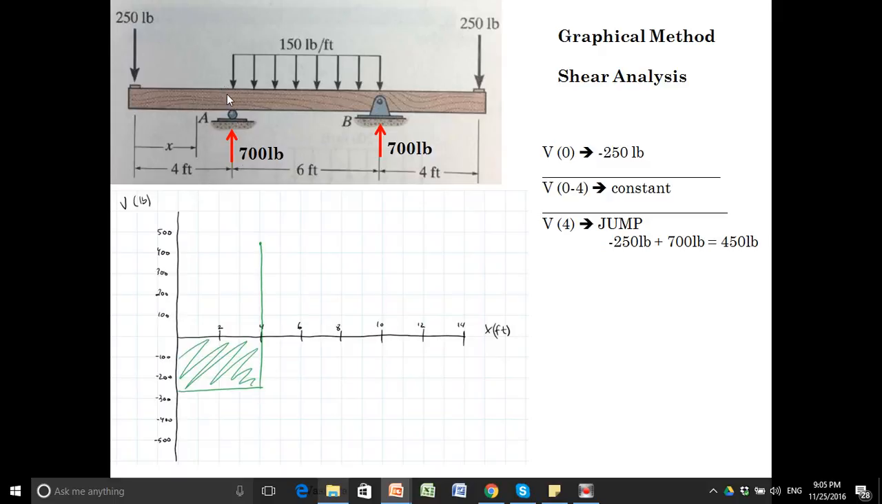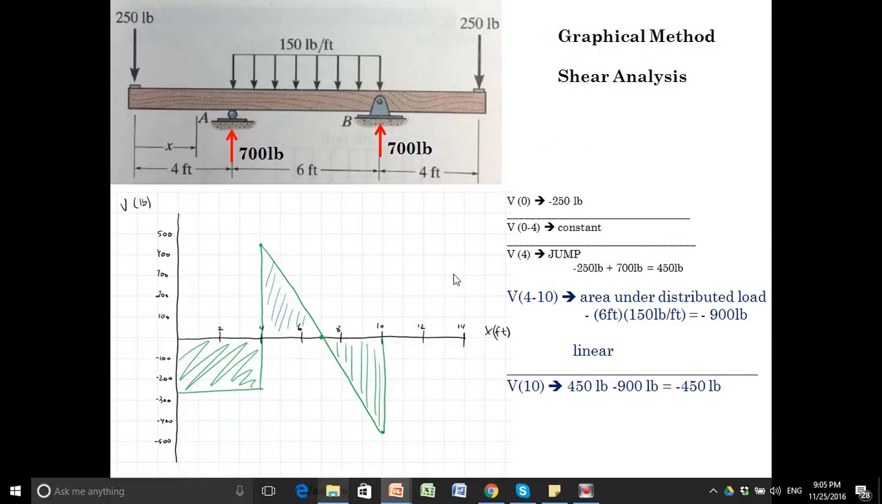So whenever we have a force applied, all of a sudden we have to jump. So we jump from negative 250 plus 700, we jump up to 450. Alright, so we've jumped. Now what we need to do is take into account this distributed load. The distributed load is going to take us from 4 feet to a total of 10 feet. What we know is that we're at 450 up here. What we want to find is our end point at 10 feet.